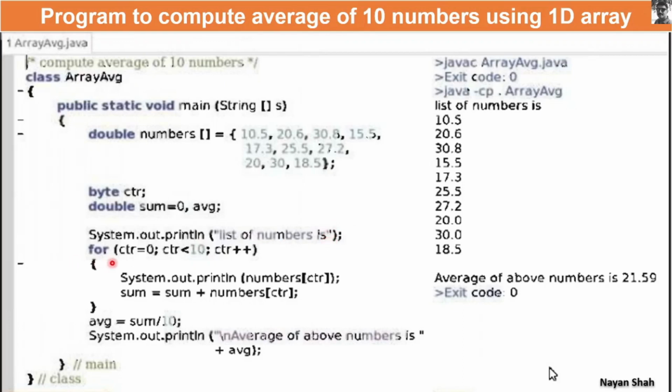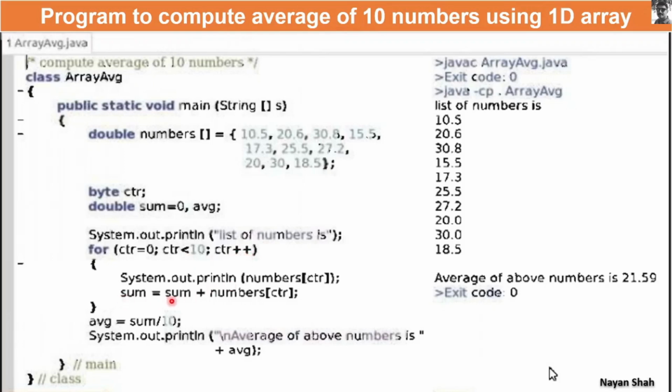And then we start a for loop, where we say counter ctr is equal to 0, counter less than 10, counter plus plus. As you understand, because we have an array of size 10 and we want to range from 0 to 9, because array elements begin with 0. That is why we started counter with 0 and we are going up till less than 10. And every time we are increasing it by 1, ctr plus plus.